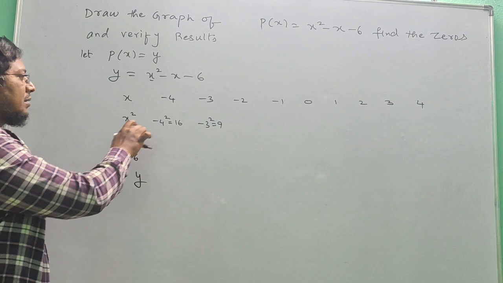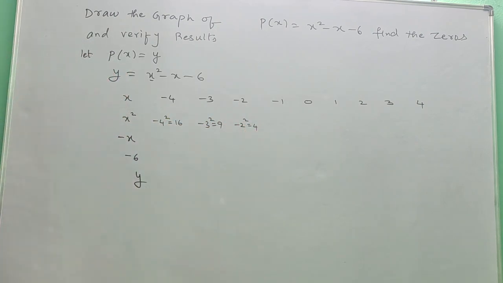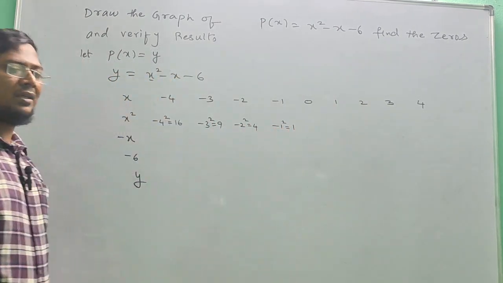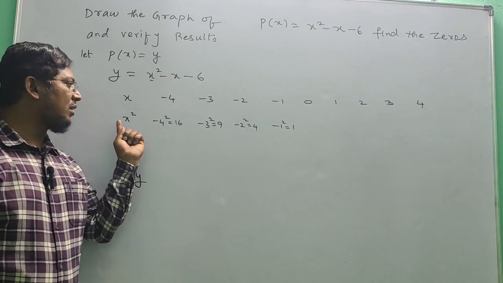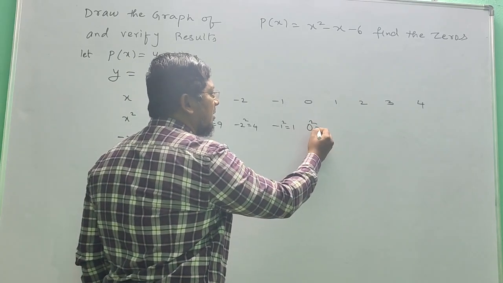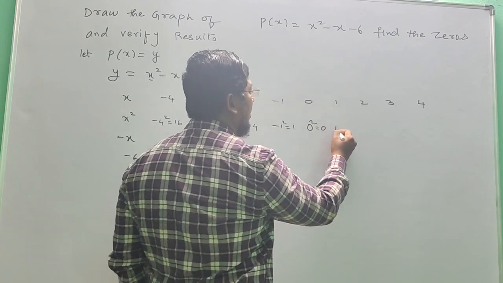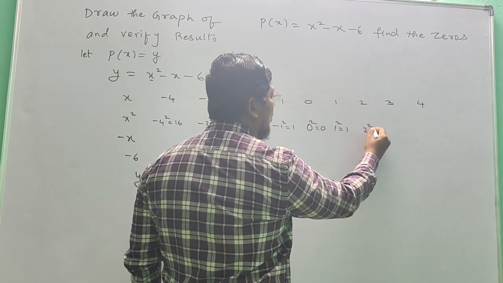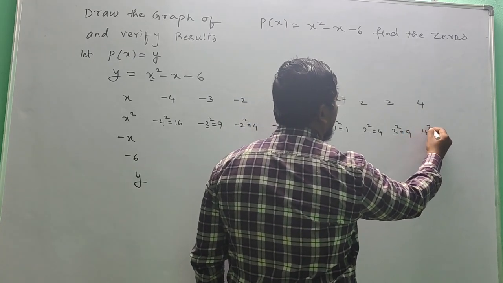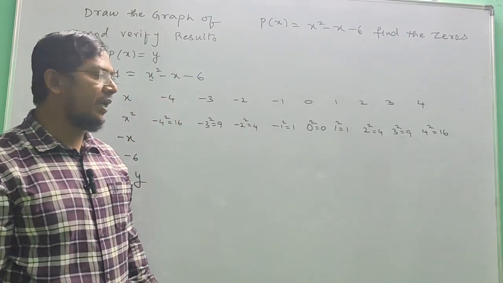Suppose x is minus 3, square, minus into minus plus, what is the answer? 9. Suppose x is minus 2, square, minus into minus plus, what is the answer? 4. Suppose x is minus 1, square, minus into minus plus, the answer is 1. Suppose x is equal to 0, so 0 square is equal to 0. Suppose x is equal to 1, 1 square is equal to 1. Suppose x is equal to 2, 2 square is equal to 4, 3 square is equal to 9, 4 square is equal to 16.